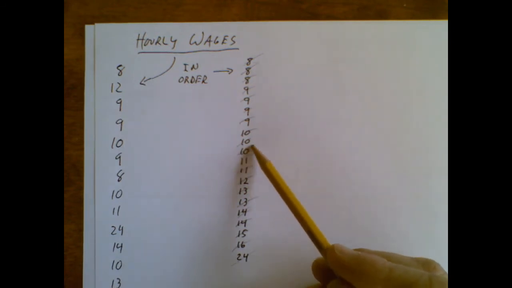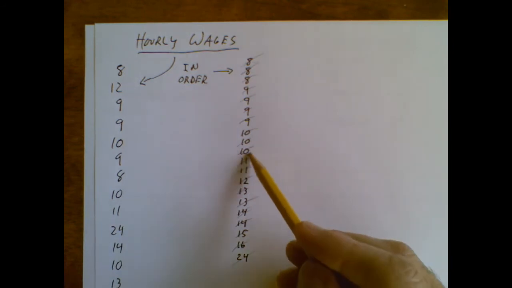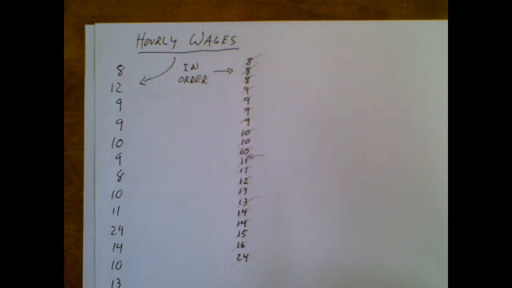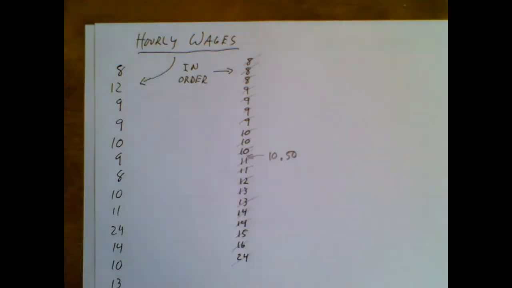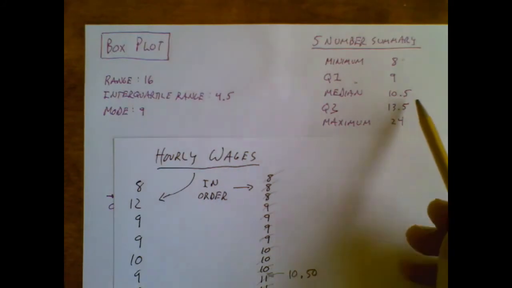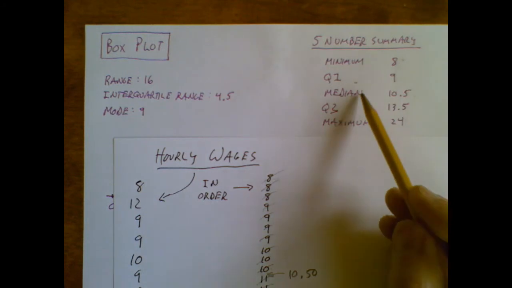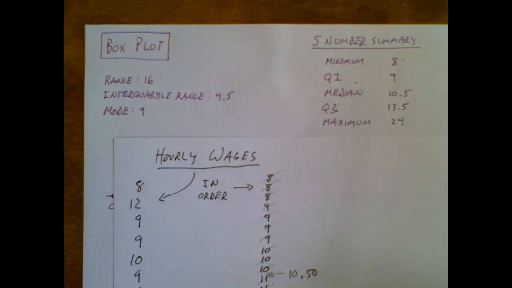In this case, we cross off the 10 and the 11. The median, if there is no number left in between, is the number that is smack dab in between there. So that's how we get 10.50. So the median is 10.50, and one way to think about the median is 50% of the data pieces are greater than that, and 50% of the data pieces are less than that. The median is the middlemost data piece.